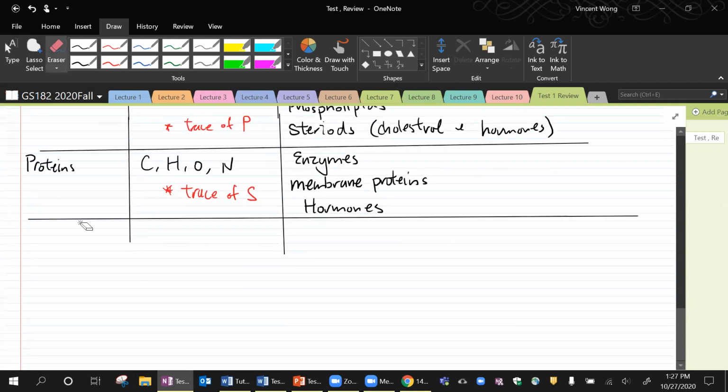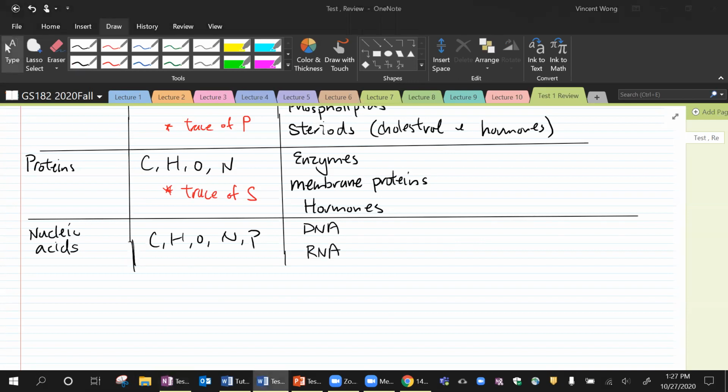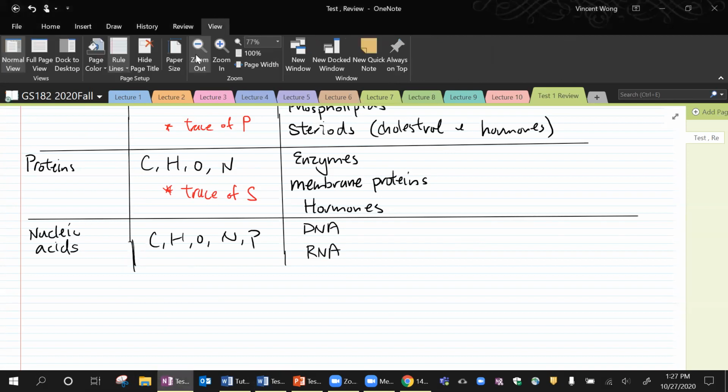And lastly, we have the nucleic acids, which have everything in them: C, H, O, N, and P. There are only two types of nucleic acid: DNA and RNA. So that is that. Are we okay so far?